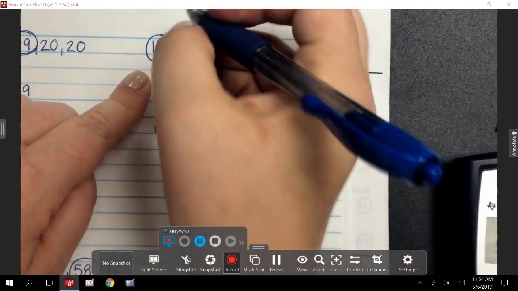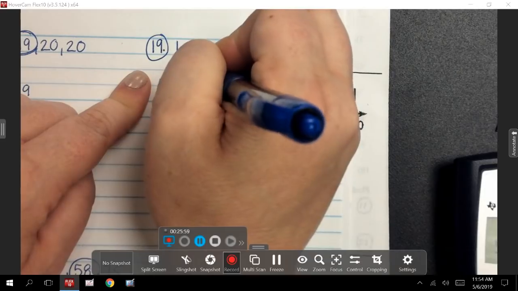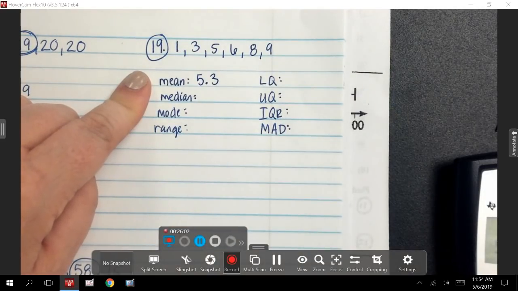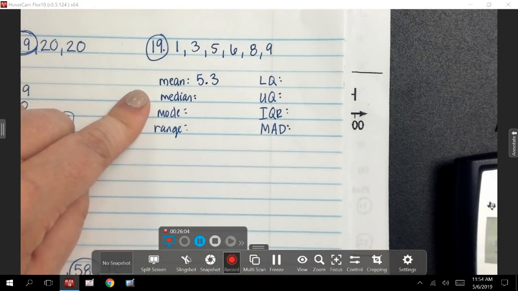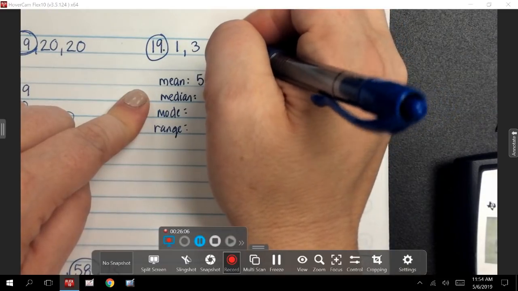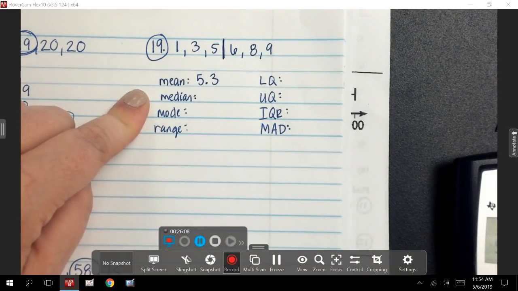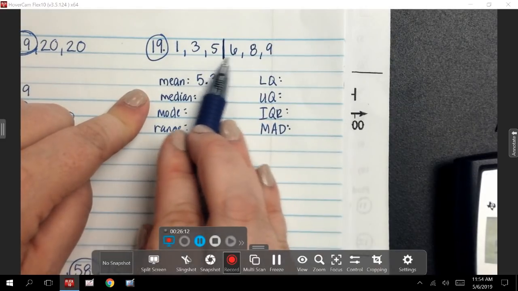And I got 5.3 repeating, so I'm just going to put 5.3 because we're always going to round to the tenth. My median, when I look in the middle, what do y'all notice? That there's no number in the middle. So basically, I'm just going to find what's in between these.